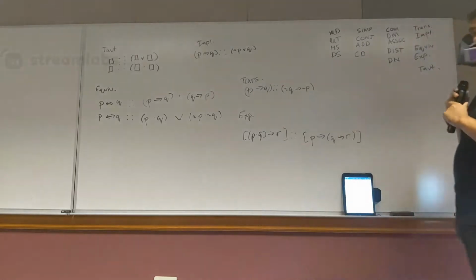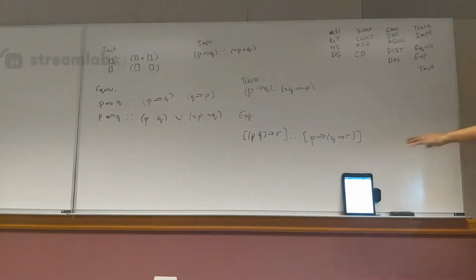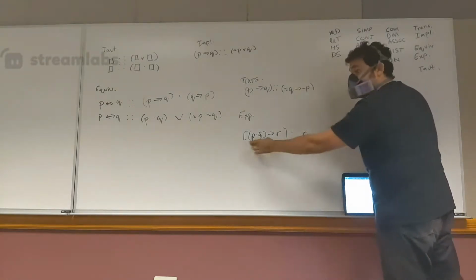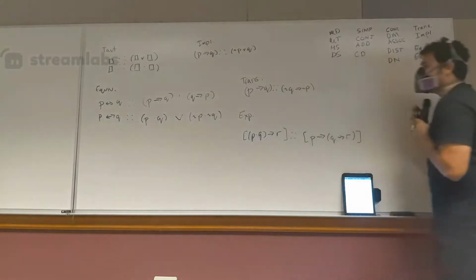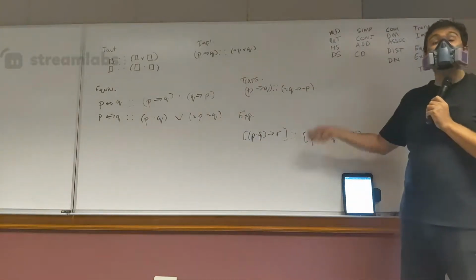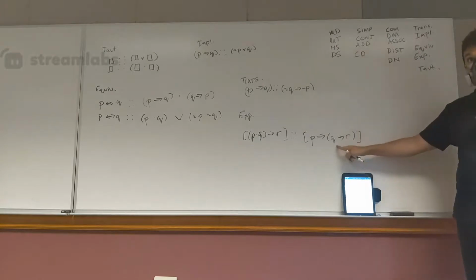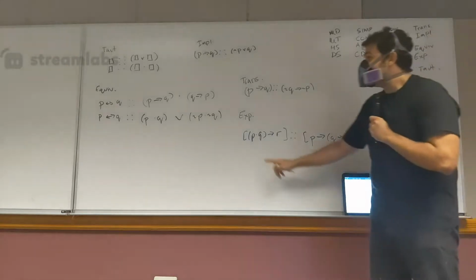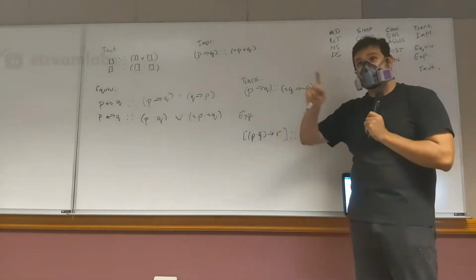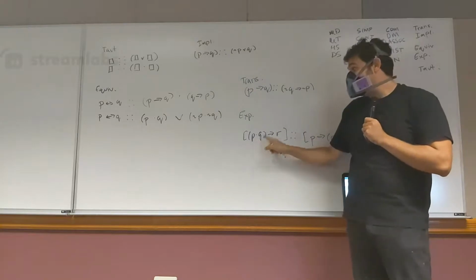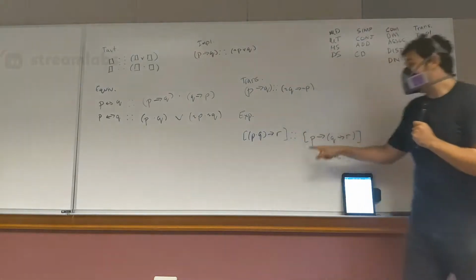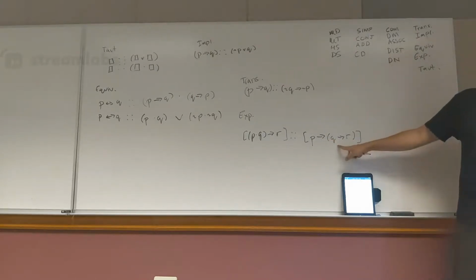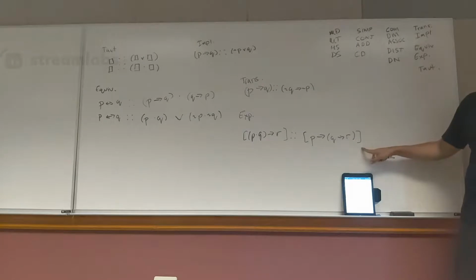Okay, exportation says, if I have both P and Q, then I have R. So P and Q are sufficient for R. R is necessary for P and Q, right? That's the same thing as saying, if I had P, then if I also had Q, then I'd have R. Let me repeat that slowly. This says, if I have P and I have Q, then I have R. This says, if I have P, then if I also have Q, then I'll get R. You see how those are the same?